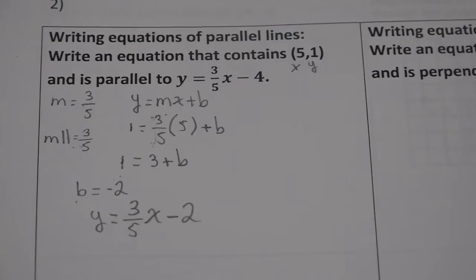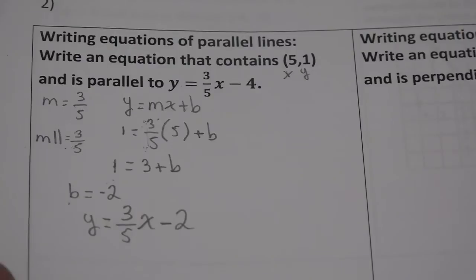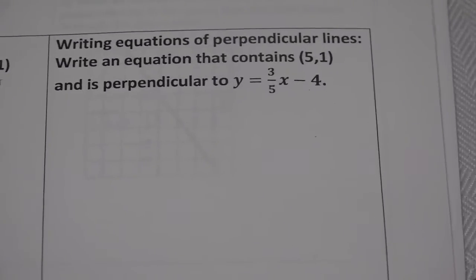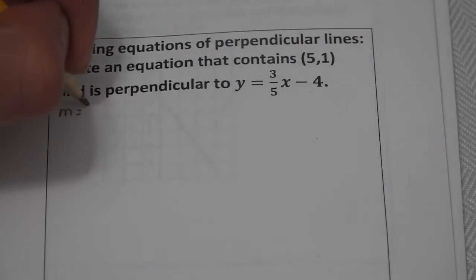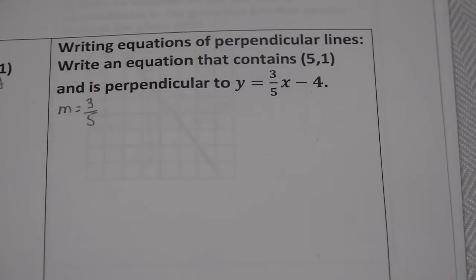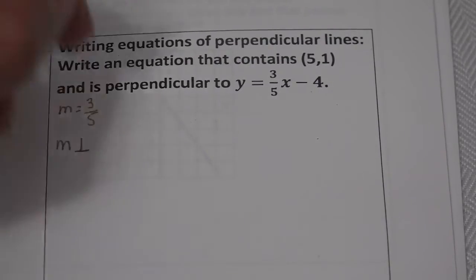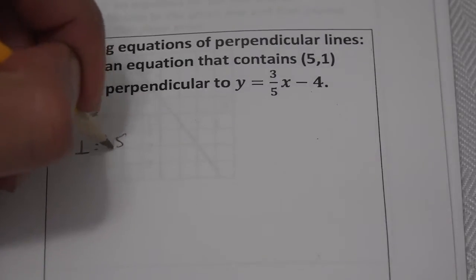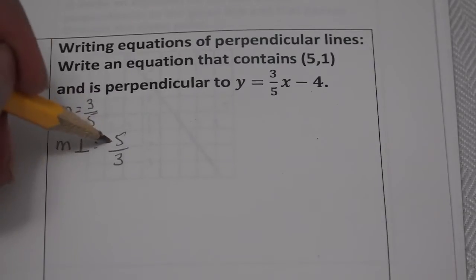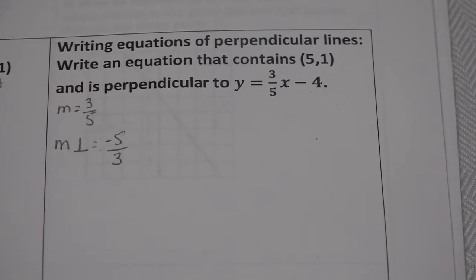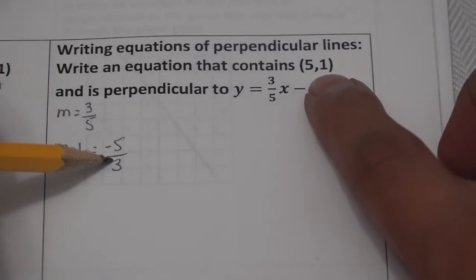All right? Okay then. Now I'm going to do the same problem, but this time I'm writing an equation that is perpendicular. So we begin by identifying the slope, which is 3/5. See that? Then we need to identify a perpendicular slope. Well, in this case it will be -5/3, because we flip the fraction and we change the sign. This negative could be on top, in the bottom, or in the middle. Really doesn't matter.